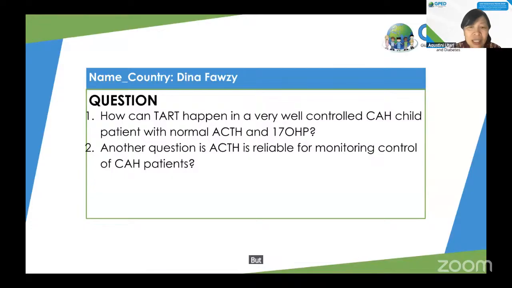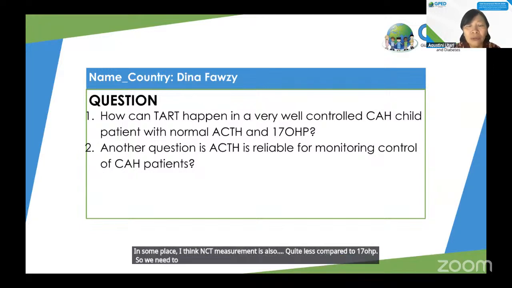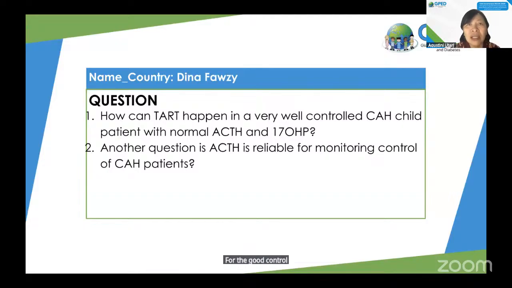But ACTH is not for the monitoring, and in some places I think ACTH measurement is also less available compared to 17-OHP. So for good control, we need to have a slight increase of 17-OHP, but a normal androstenedione level. Okay, thank you, Solen.